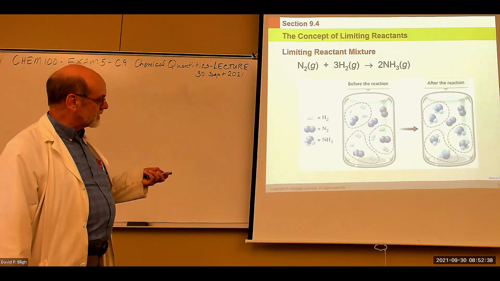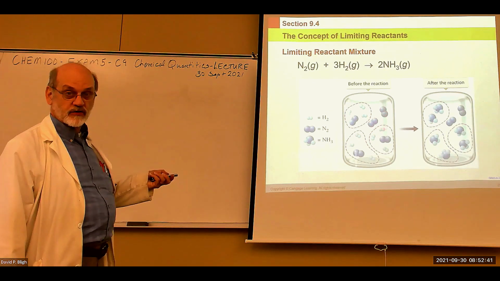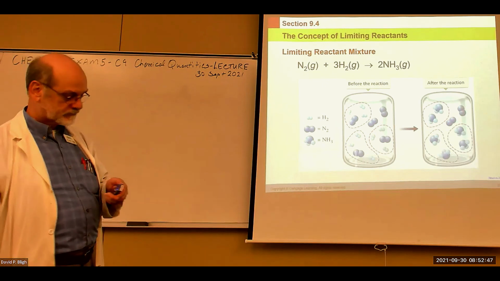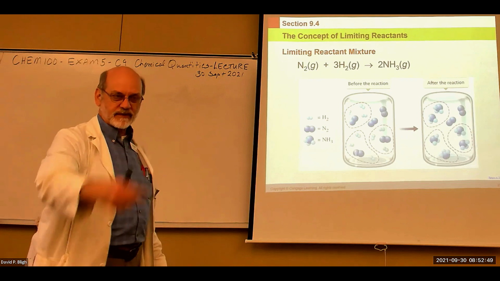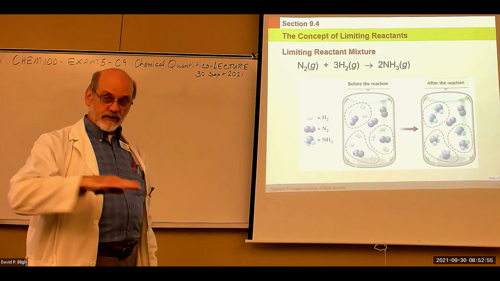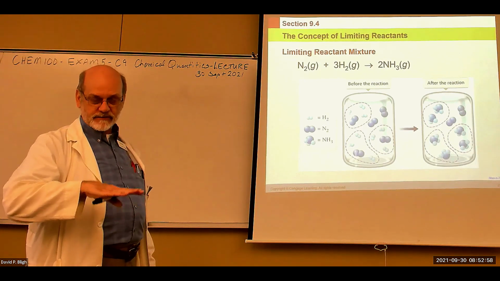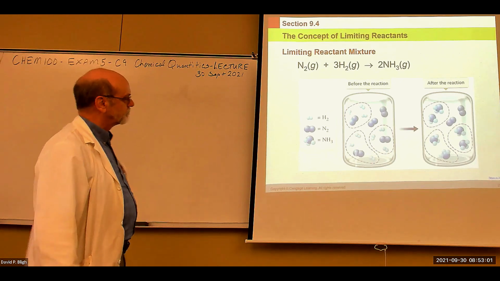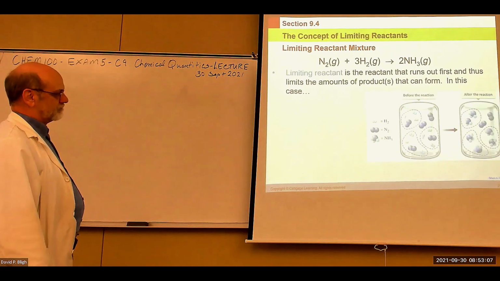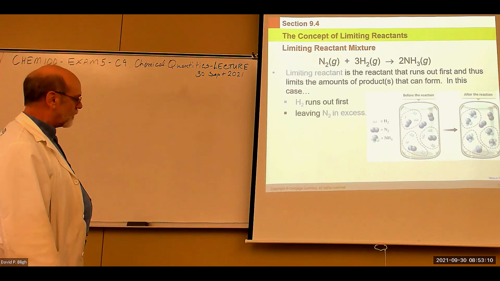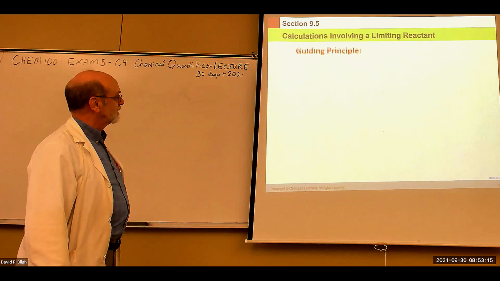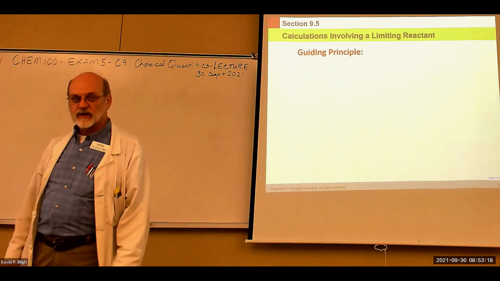In this case, nitrogen is in excess, right? It has no hydrogen to react with these 2. So they're still left over after the reaction. But all the hydrogen is used up. It is the limiting reactant. So once the hydrogen is used up, the reaction stops. Okay. So let's see. There we go. Just what I said, hydrogen runs out first. Nitrogen's in excess. How do we do these calculations with limiting reactants?